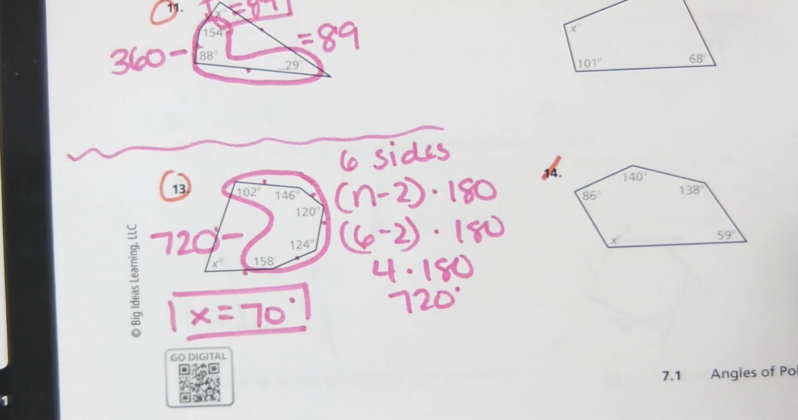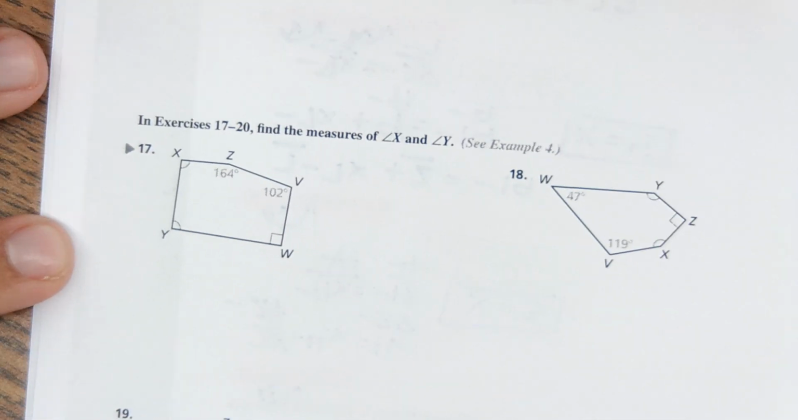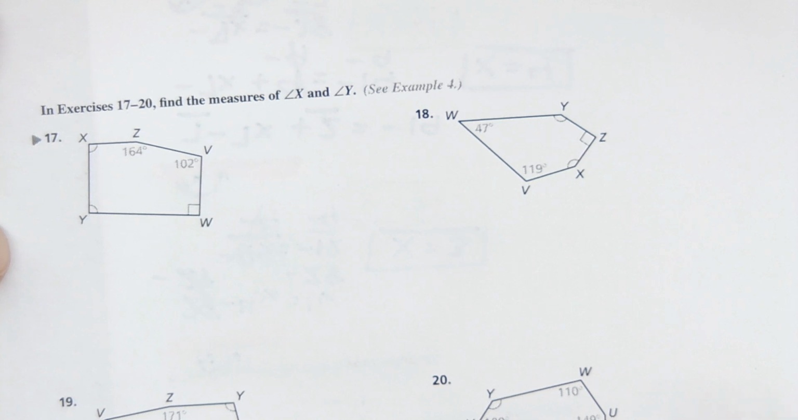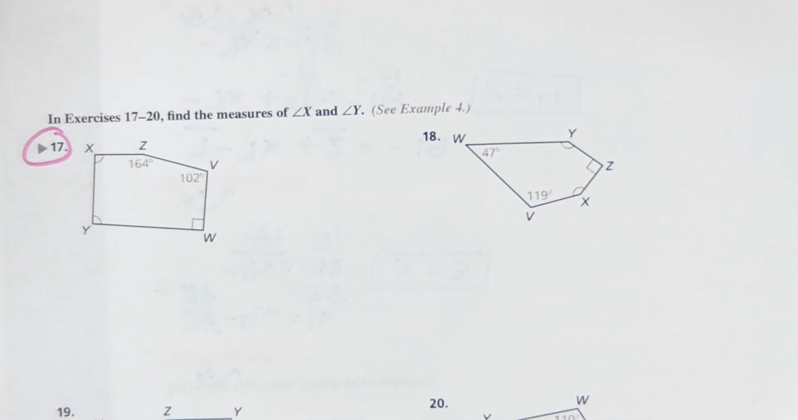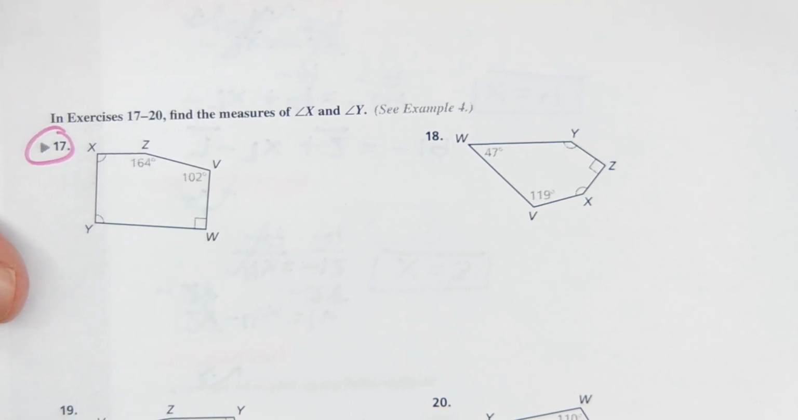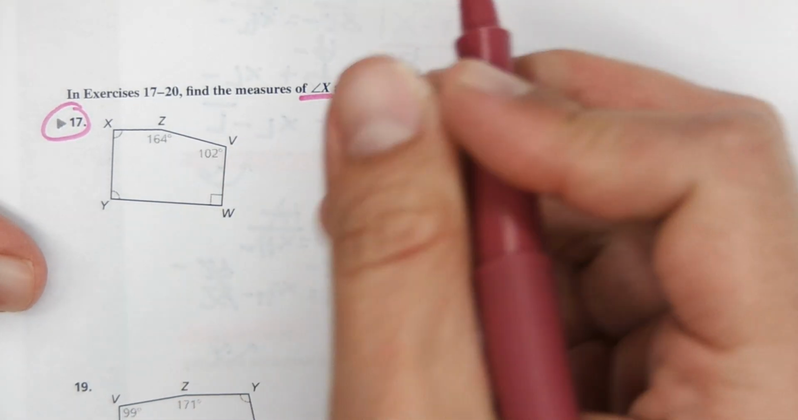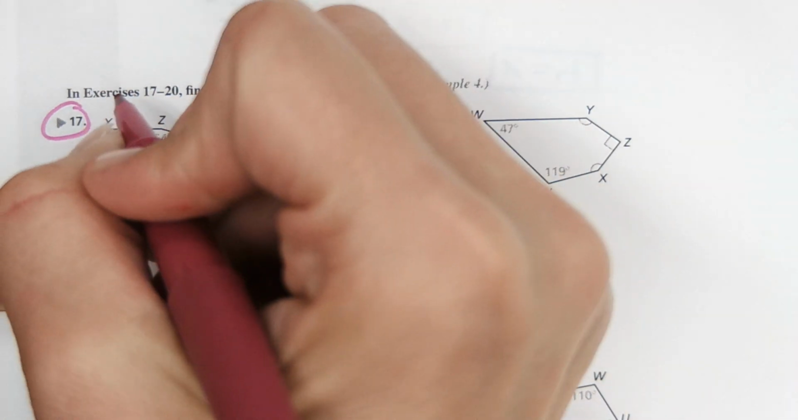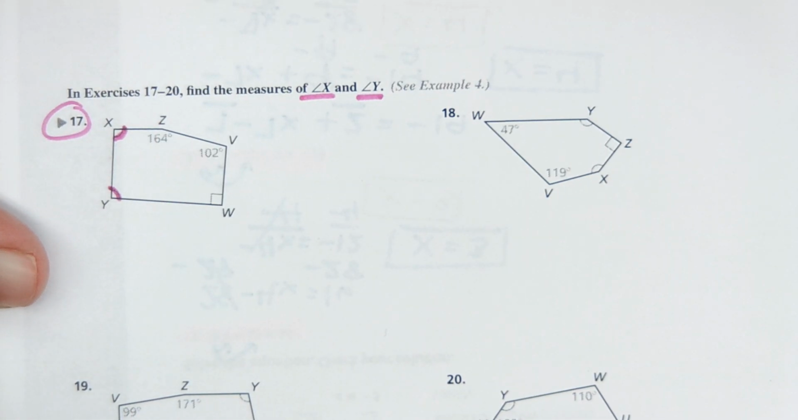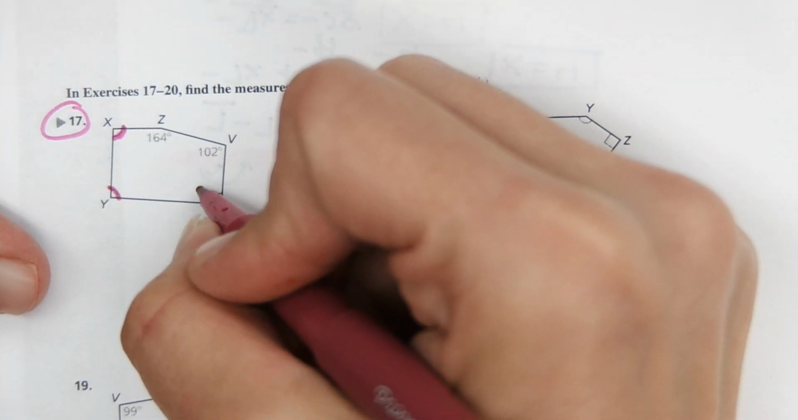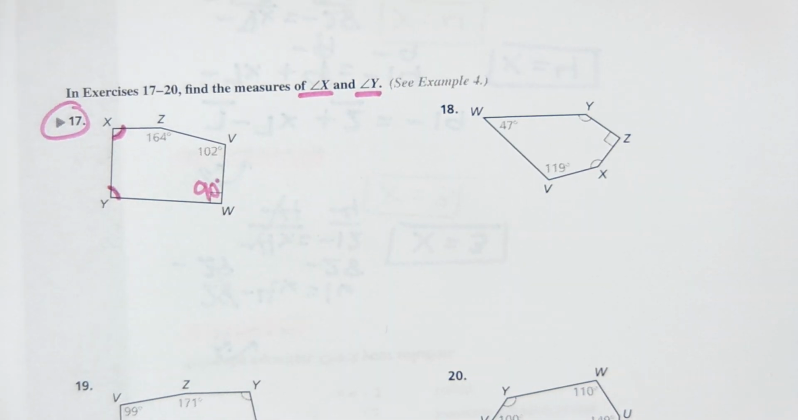Okay, then on the next page, on this page, we're just going to do one problem. We're going to do number 17. It says find the measures of angle x and angle y. Looking at this picture, angle x and angle y have this little arc here, meaning that they are the same measure. That's helpful information to know. And then it has this little square here, so this angle is 90 degrees.